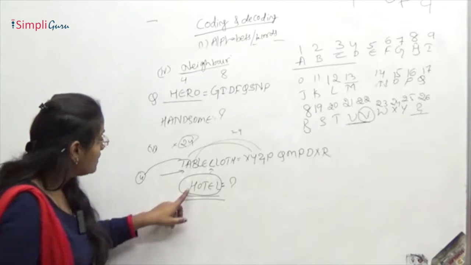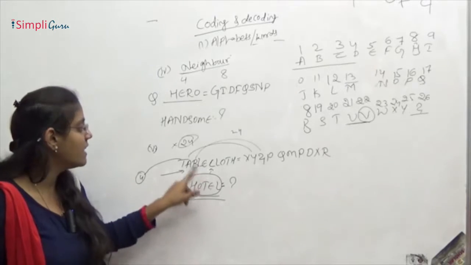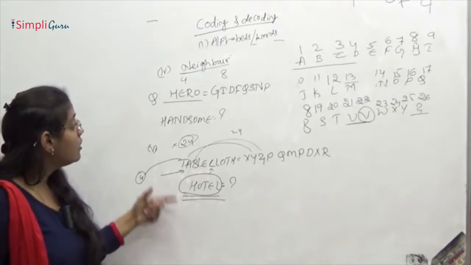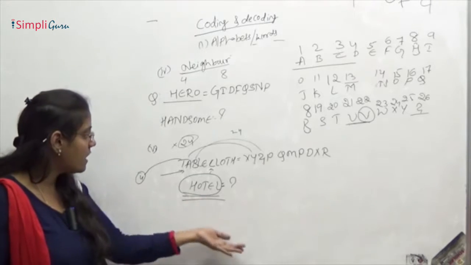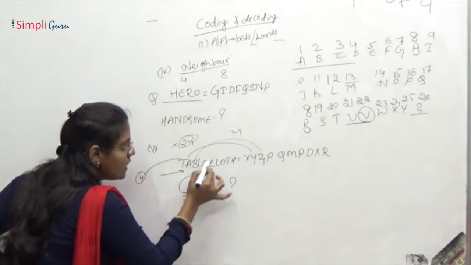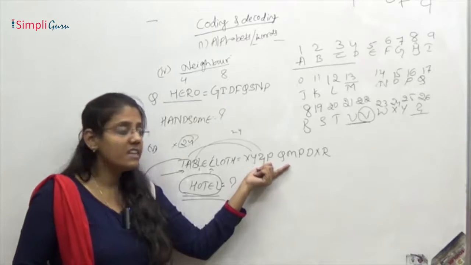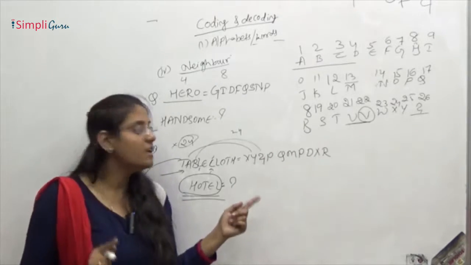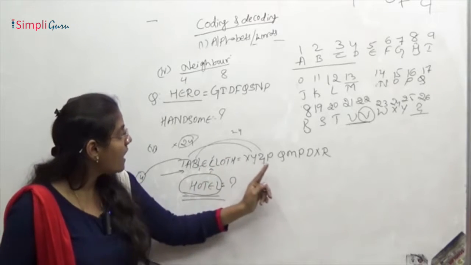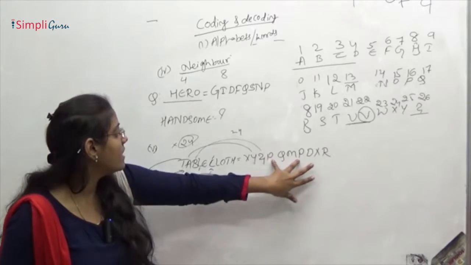Are they present? Yes, I will be having H, O, T, E, and L. Right, it's hotel. So immediately what I have to do? Don't directly hit for the answer. See, I will be having two T's here, T and T. I will be having two L's here, L and L. For both the T's, whatever the code is at the right hand side, the code has to be similar. For T and T, I will have X and X. For L and L, I will have P and P.